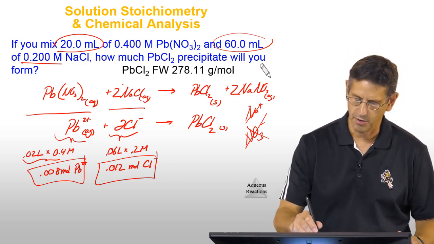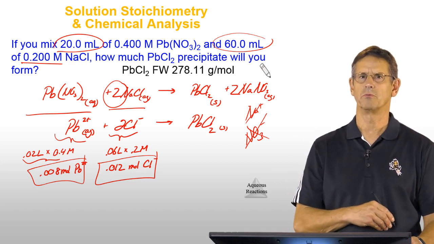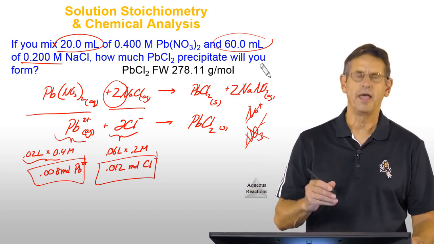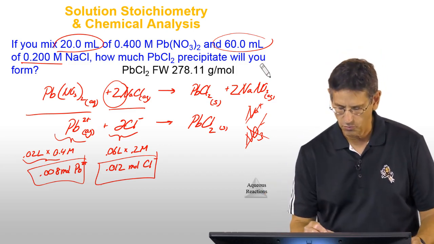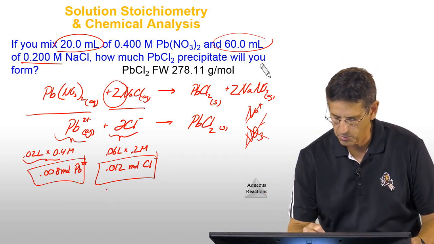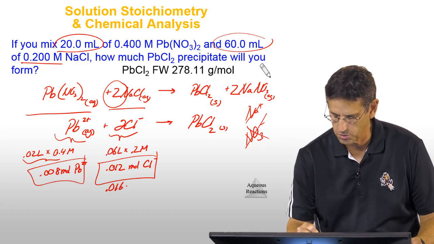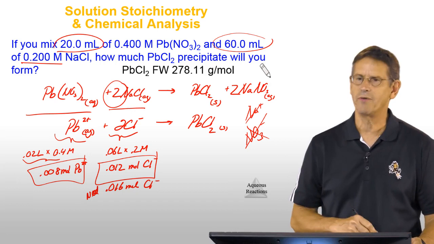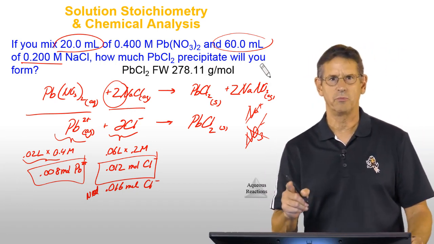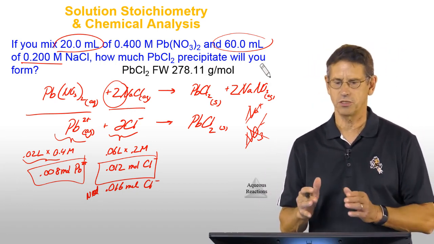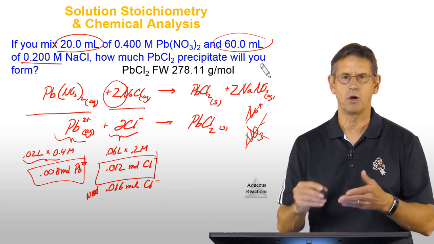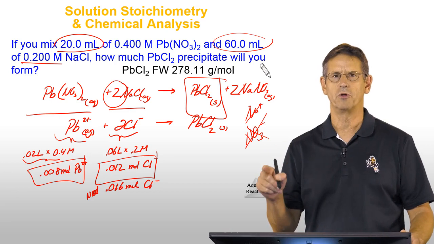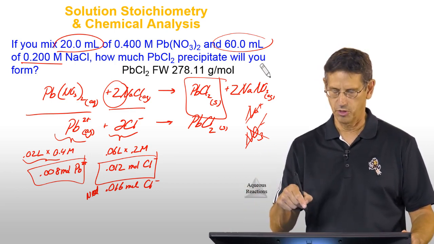But you have to keep in mind this coefficient. Remember, for every 1 mole of lead, we need 2 moles of sodium chloride. So what that means is we need 0.016 moles of chloride. We don't have it, so our chloride is our limiting reactant. Now we have to base our answer on it. The question was how much of the precipitate are we going to form? We base our calculations on the limiting reactant.